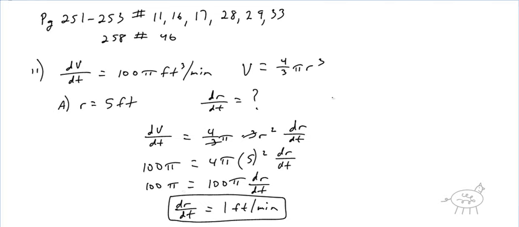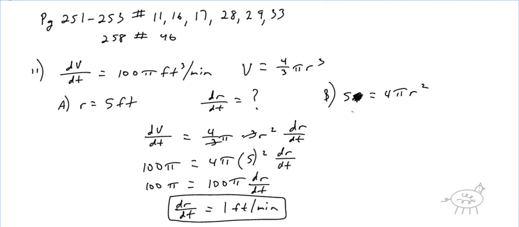All right. B, let's just put B right over here on this side. B asks you how fast is the surface area increasing at that instant. So surface area of a sphere, if you don't know that, you should have looked it up, but it's 4 pi r squared. And it's kind of the same idea, but they're saying how fast is the surface area increasing at that instant.